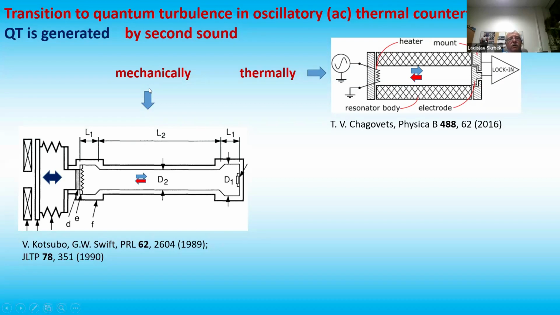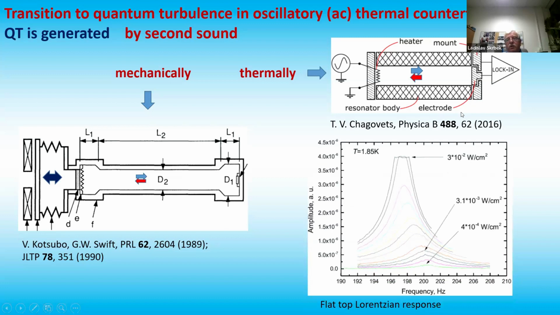And this second sound can be generated either mechanically, as it was done first by Kotsubo and Swift a long time ago. You see that this is the resonator right here, and this is the superleak. So there are bellows, and because helium is compressible, they can push in the superfluid component. So there is a counterflow here, and they observed the transition to quantum turbulence. Or you can do it thermally. You can have a heater on one side of the resonator and a thermometer on the other side, as it was done, for example, by Tim Chagovets here in Prague in 2016.